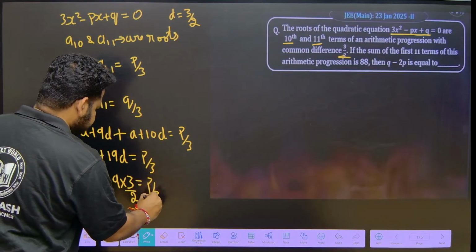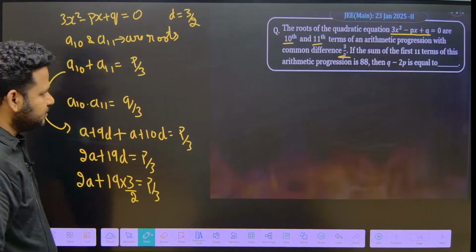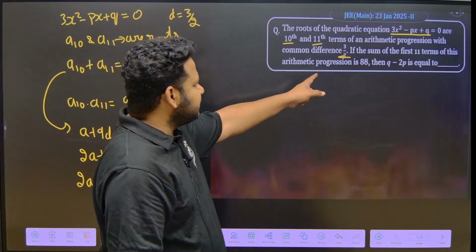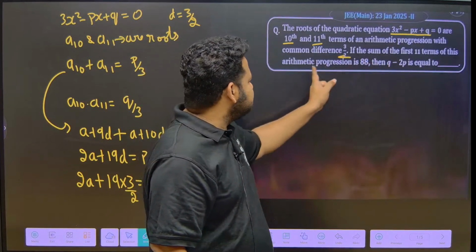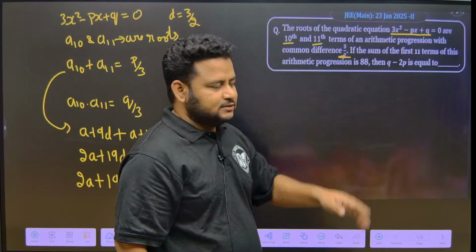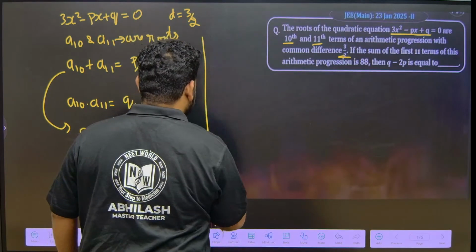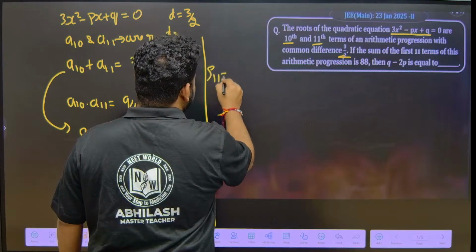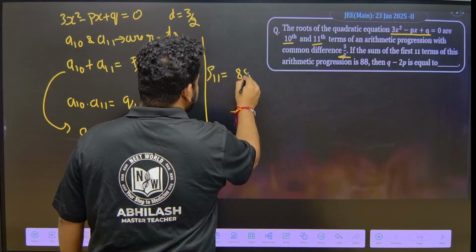Let me keep it as it is now. Okay, I want the value of a. To find the value of a, they have given something else, that is, if the sum of the first 11 terms of this arithmetic progression is 88. So they have given S11. S11 is given as 88.